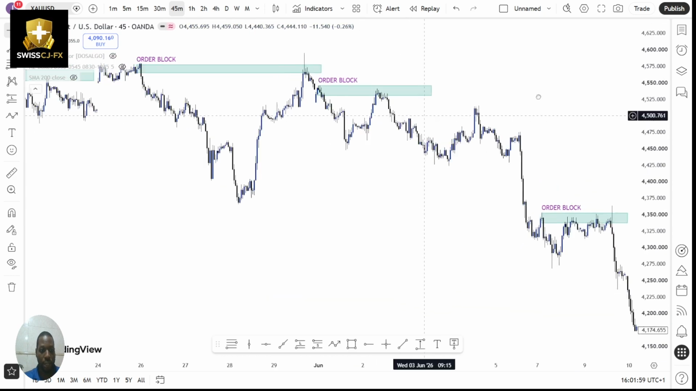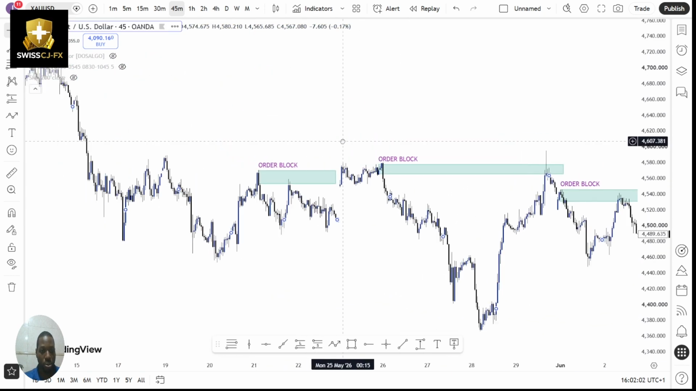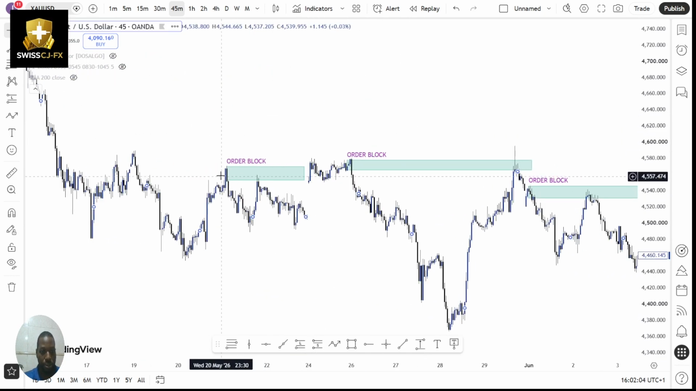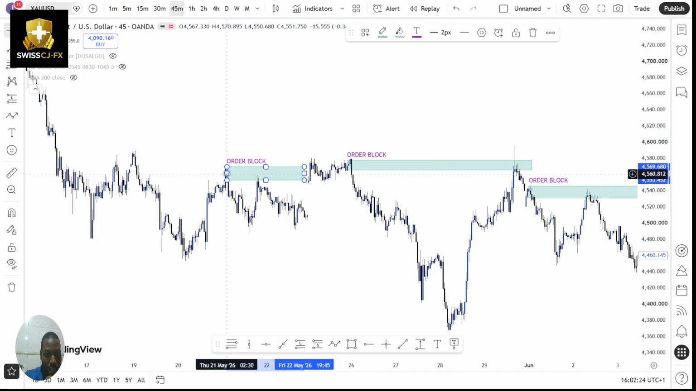Right, so as you can see right here, this is gold. So if you look at this, remember as I said that an order block is the last candlestick that actually happens in the market before an impulsive move towards a direction of the market. So if you can look at this now, the order block is this.